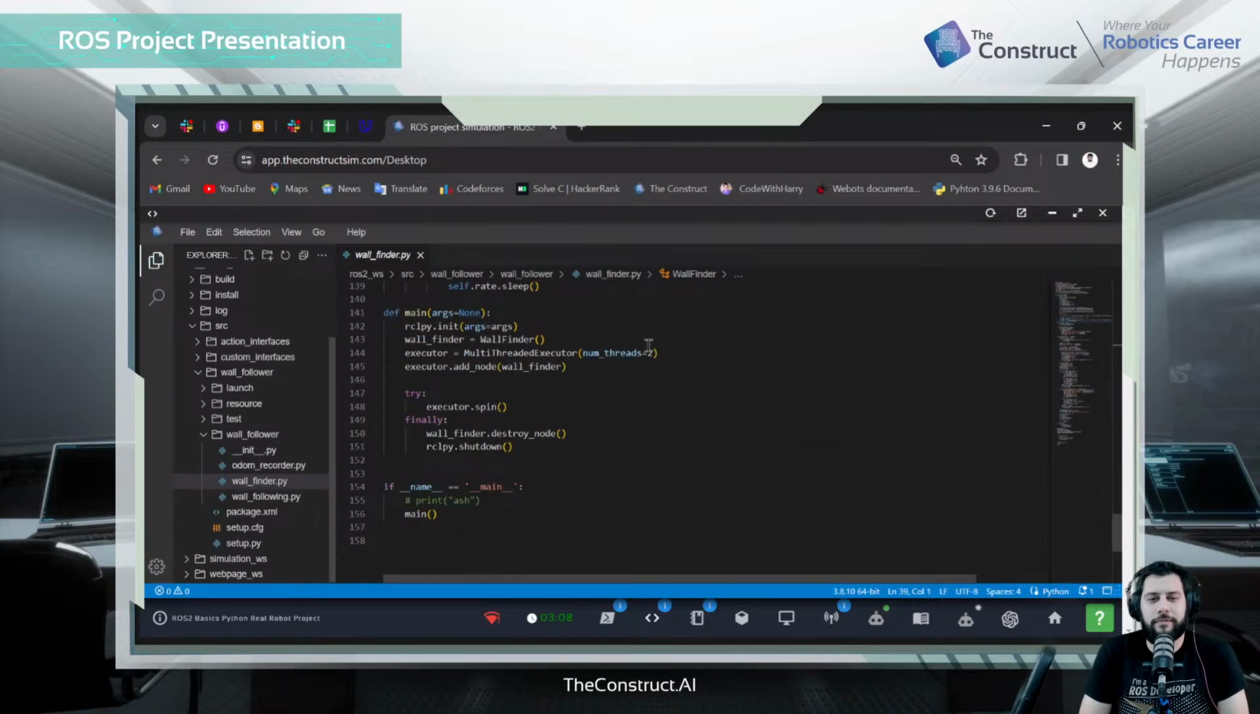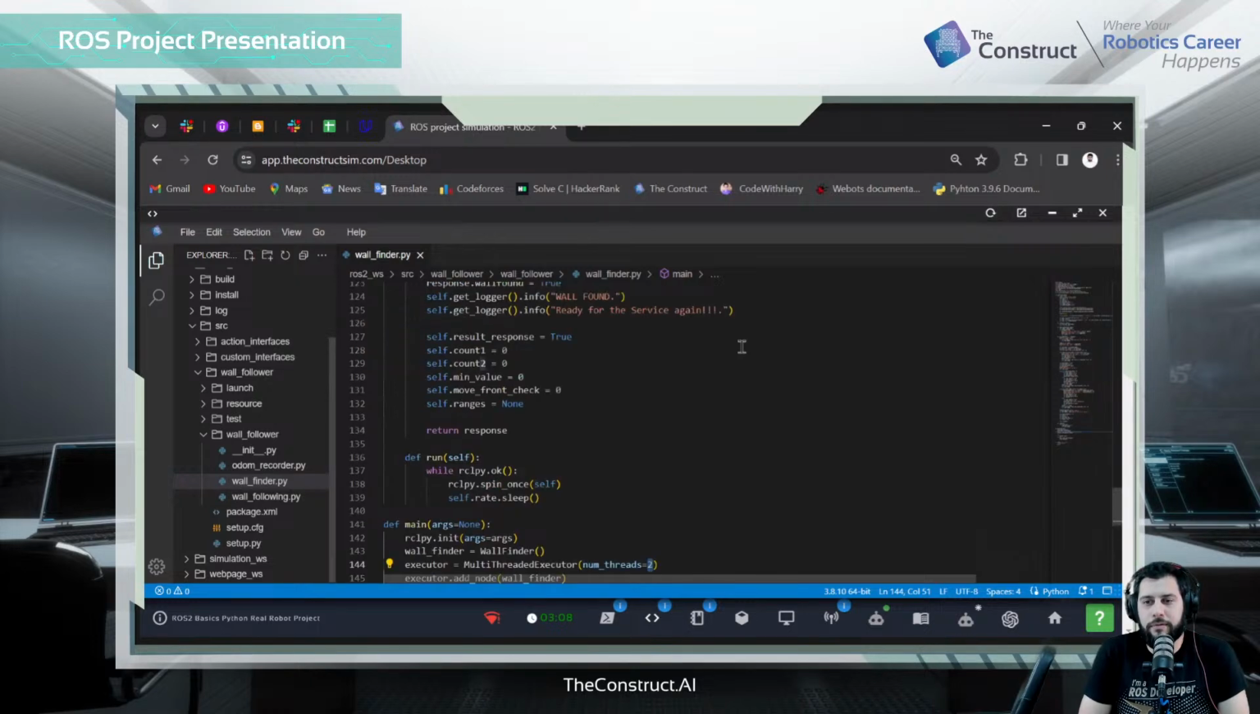Coming to this multi-threaded executor, we need to mention the number of threads. This number of threads depends on the number of callbacks. Each thread will take care of one callback. We have two callbacks, so I have set it to two. So these two threads can deal with both the callbacks simultaneously.